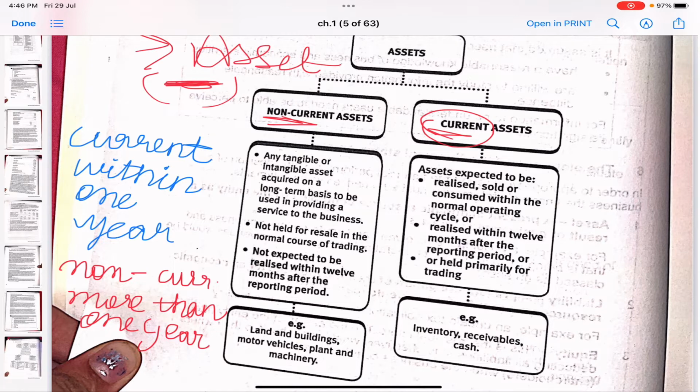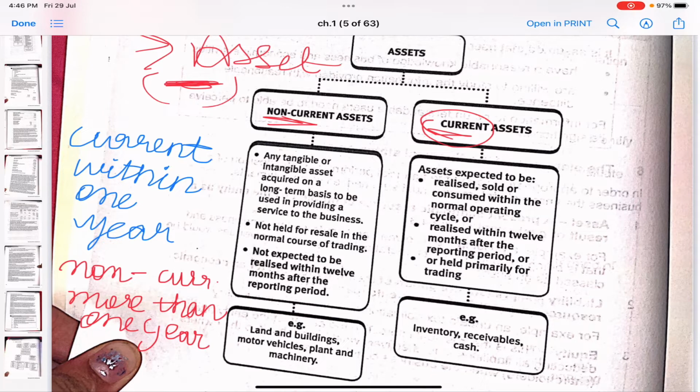Non-current assets are any tangible or intangible assets acquired on a long-term basis to be used in providing a service to the business. Tangible means something that we can touch, intangible means something we cannot touch. Tangible assets are a sofa, building, land, anything which we can physically touch. Intangible assets are patents, brand value, goodwill, all of those things, because we cannot touch them or see them.